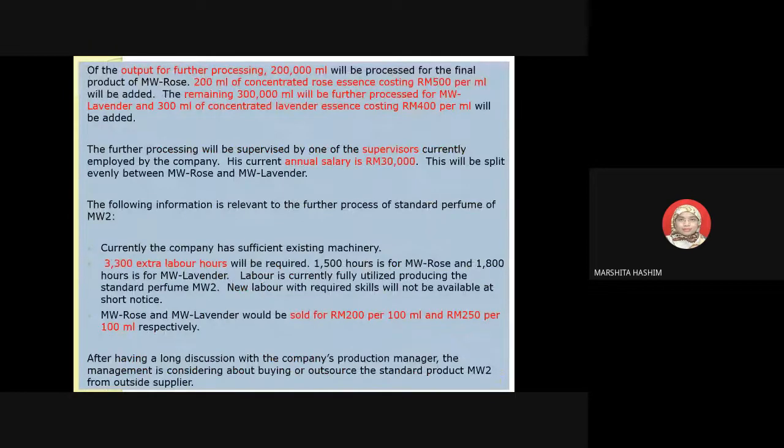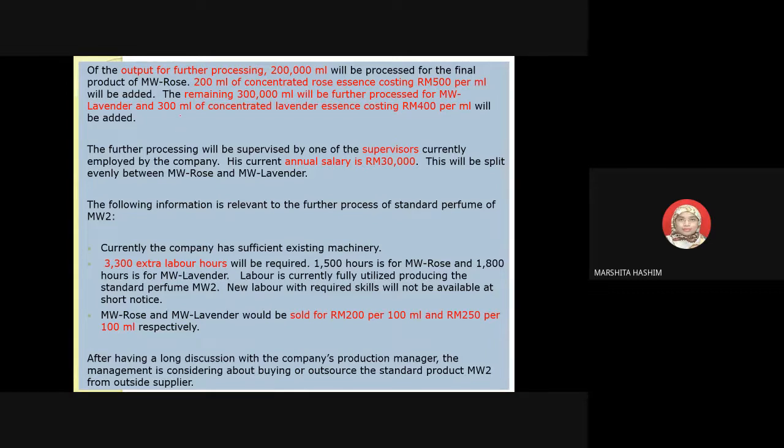Of the output for further process, 200,000 ml will be processed for the final product MW rose. 200 ml of concentrate rose essence cost 500 ringgit per ml will be added. The remaining 300,000 ml will be further processed for MW lavender, and 300 ml concentrate lavender essence cost 400 ringgit per ml will be added.